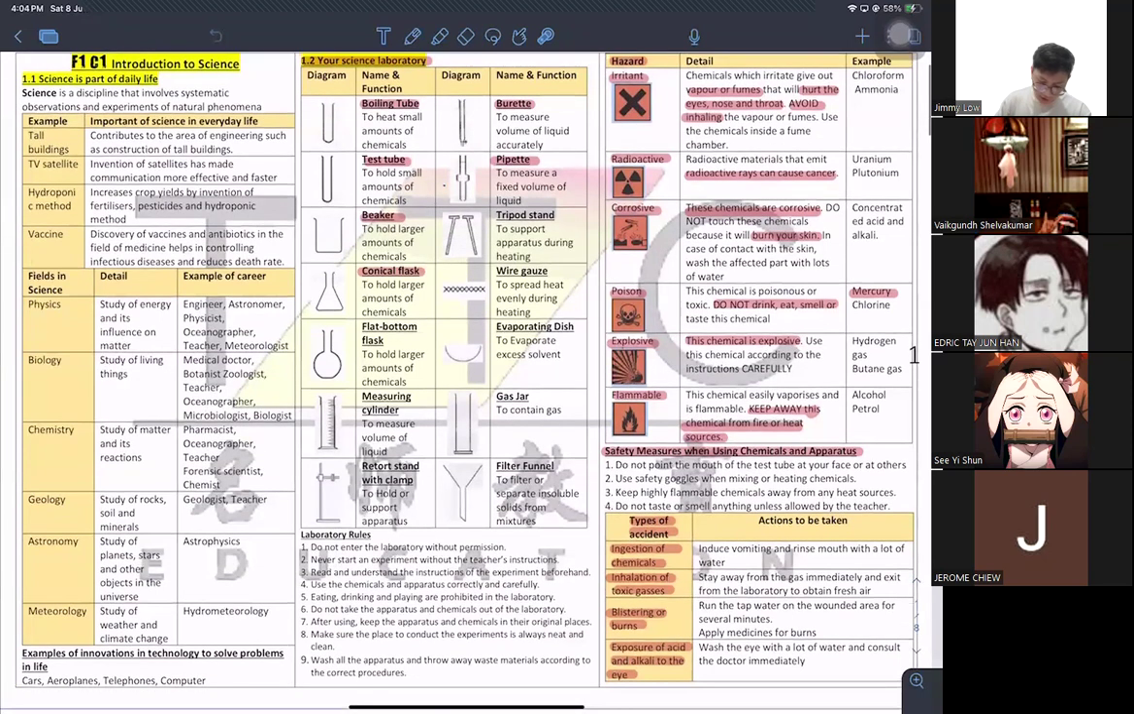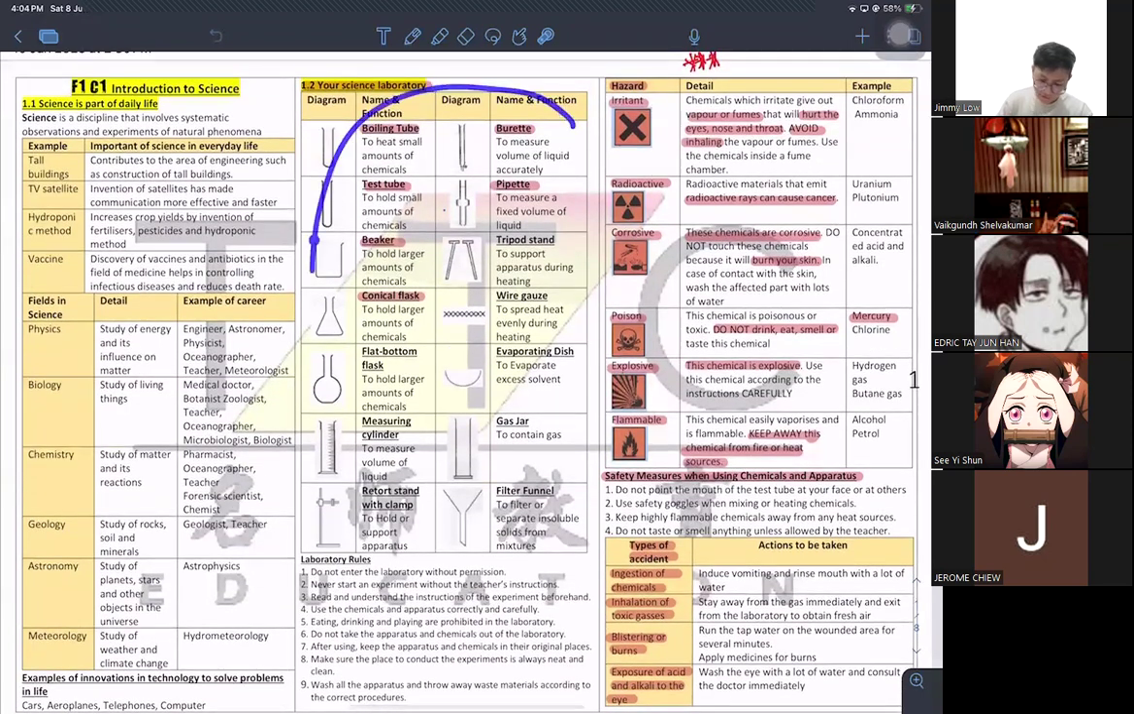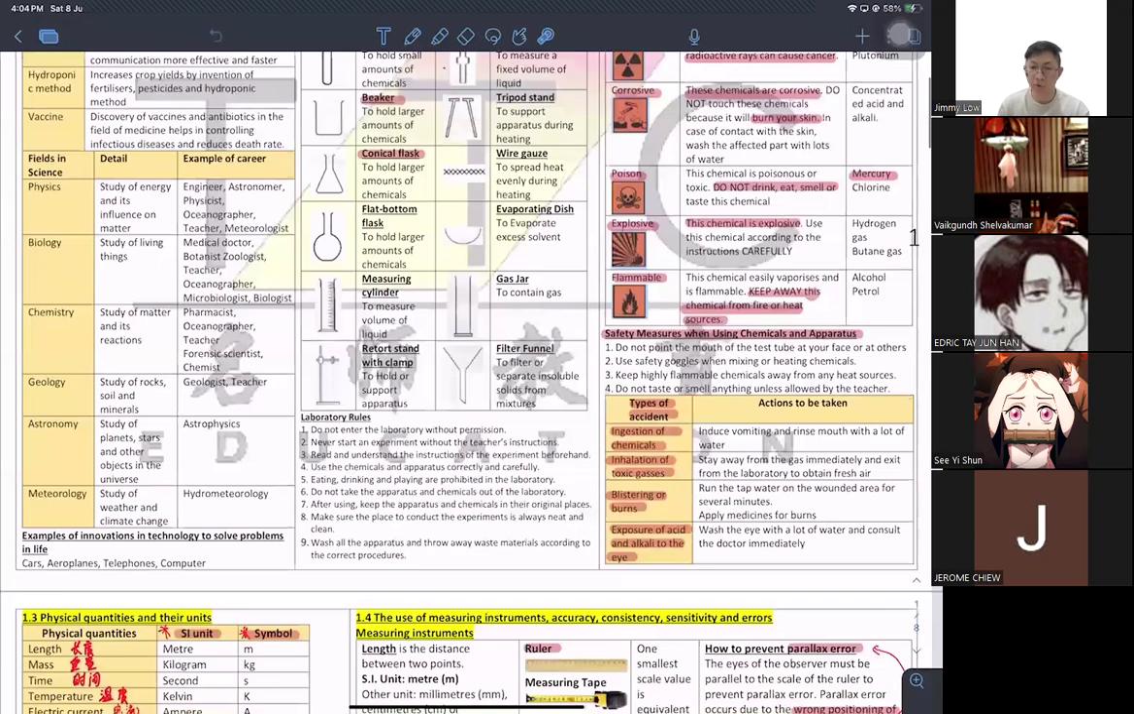First thing first, what is important here is you have to know all their names, the apparatus. What is their name? How do you sketch the diagram? What is the function? Know these things. Second thing is the hazard. Same thing here. Know the detail, know the logo, know the symbol.